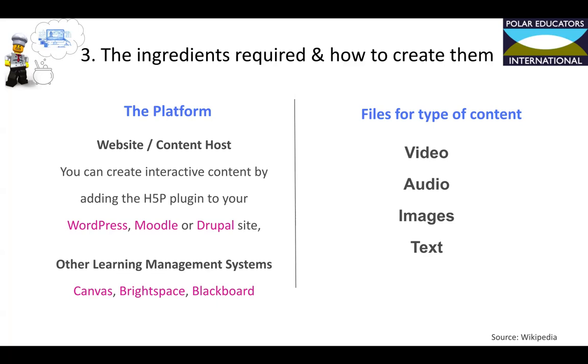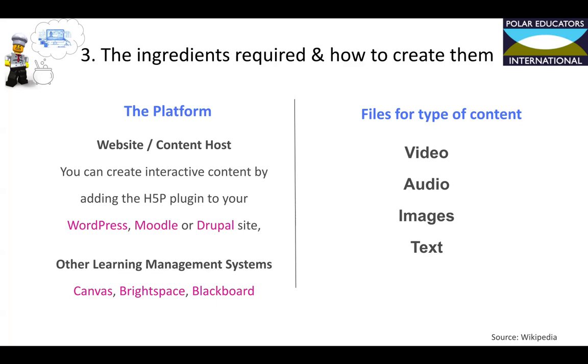And these are the four types which I said. For example, if it's a crossword or word search, you need only text. If it's an interactive video, you need the video. If it's something about dictation or listen and answer, you need the audio. If it's otherwise, you just need images and photos, right? So these are the simple types of content.